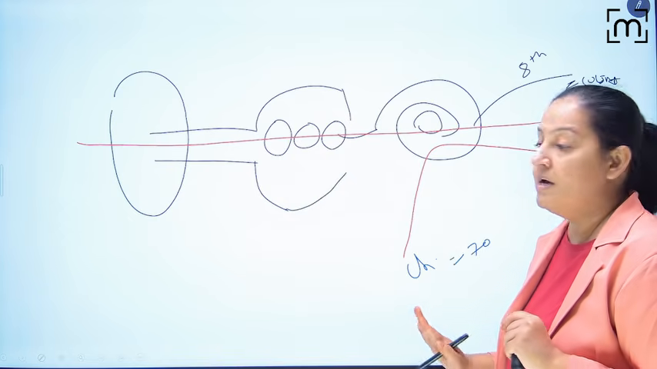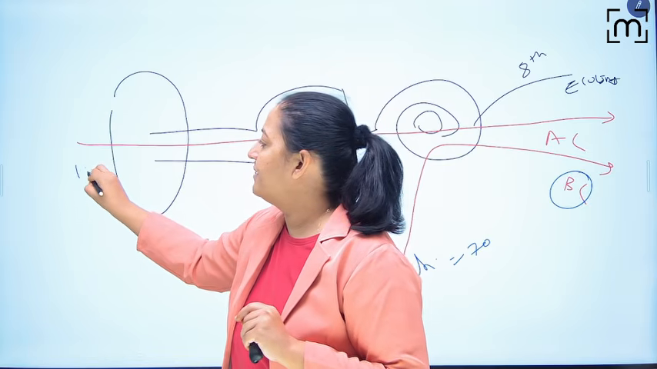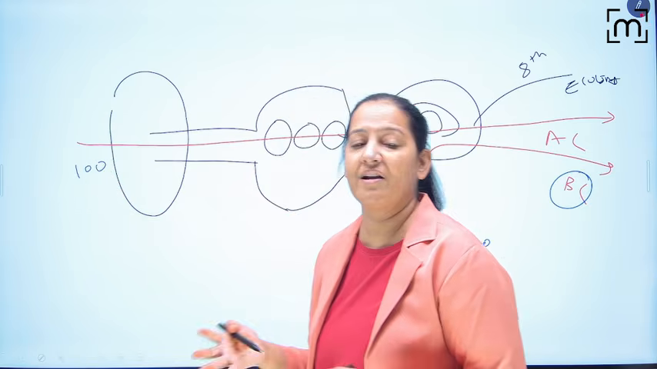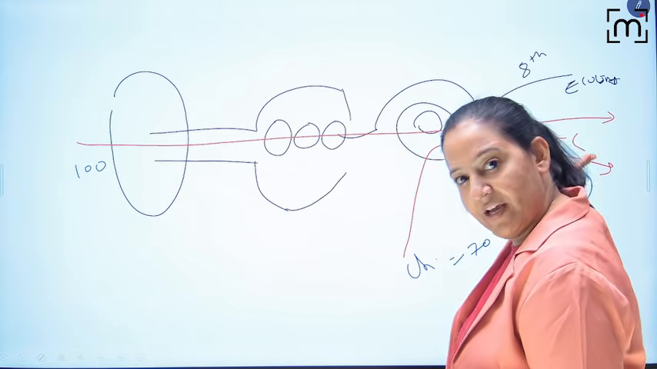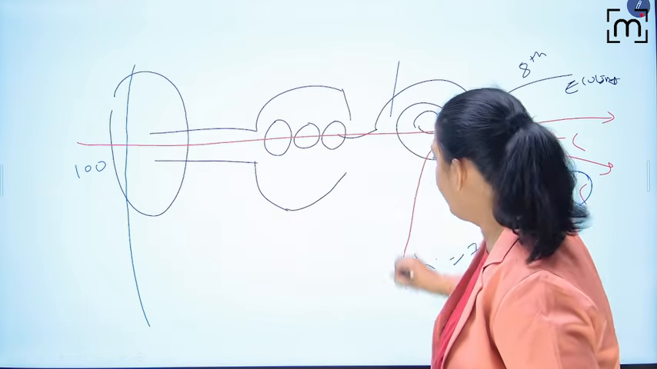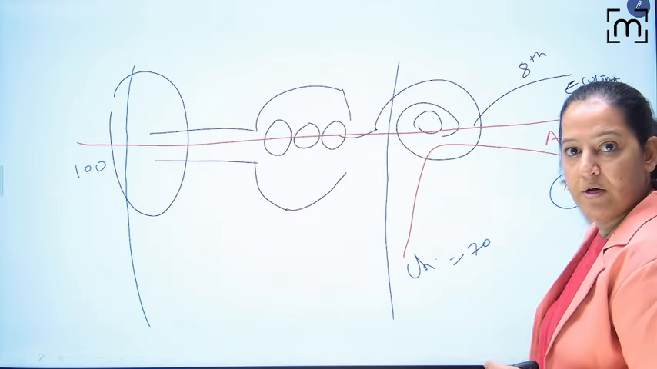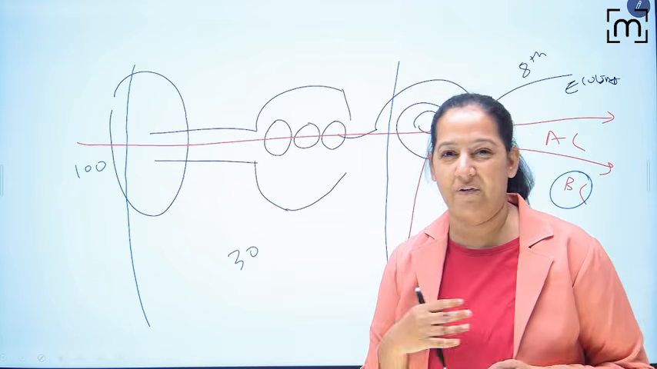Now we will test AC also. Suppose AC is at 100. So what is the conductive deafness? AC includes conductive plus cochlear both. So 100 minus 70. The total is 100, and minus 70 is 30. That is the conductive deafness. I tried at least.